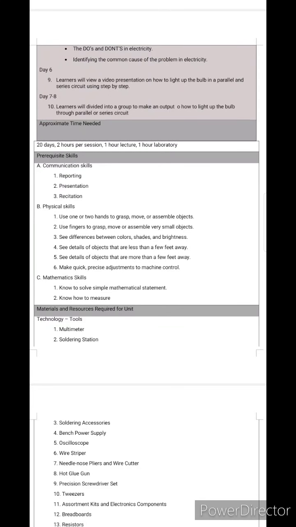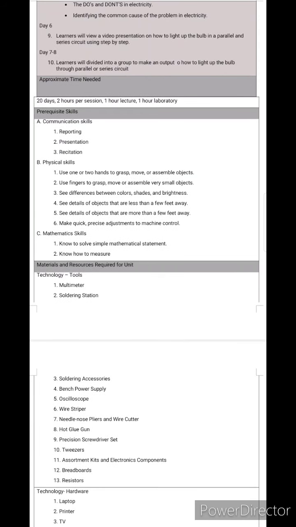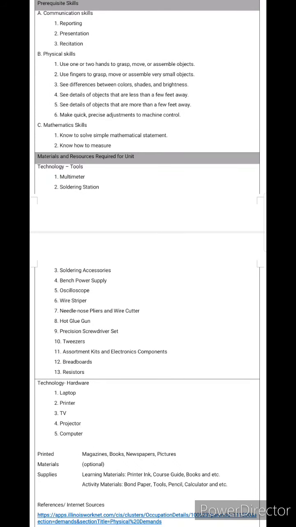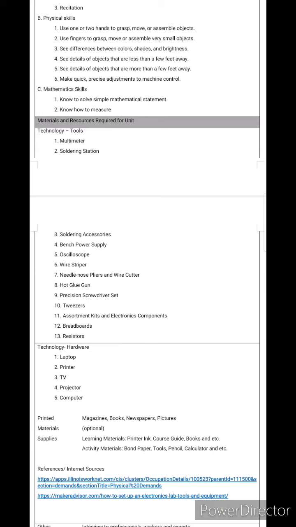For the materials and resources required for the unit, technology or tools: multimeter, soldering station, soldering accessories, bench power supply, oscilloscope, wire stripper, needle nose pliers, wire cutter, hot glue gun, precision screwdriver set, tweezers, assortment kits of electronic components, breadboards, resistors.